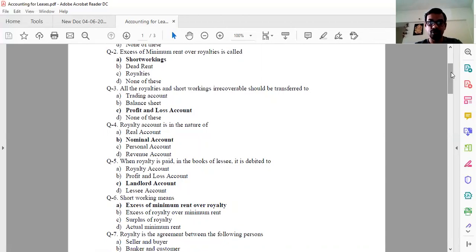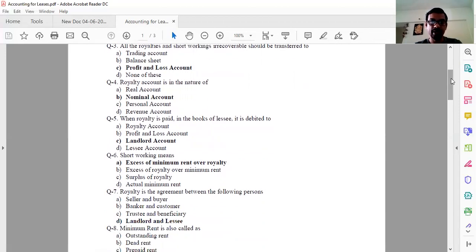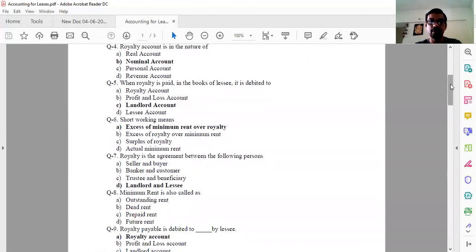The right answer is nominal account. When royalty is paid in the books of lessee, it is debited to royalty account, profit and loss account, landlord account, or lessee account. The right answer is landlord account. Short working means excess of minimum rent over royalty, excess of royalty over minimum rent, surplus of royalty, or actual minimum rent. The right answer is excess of minimum rent over royalty.